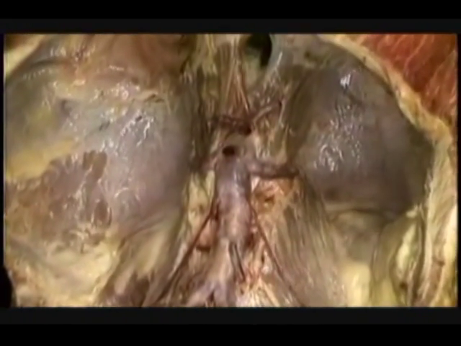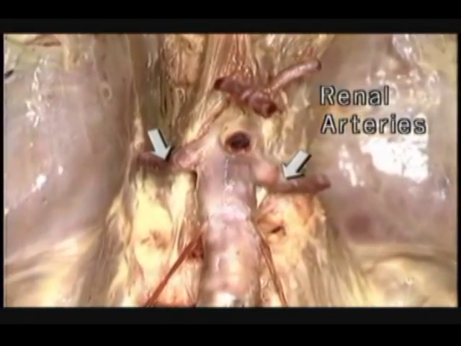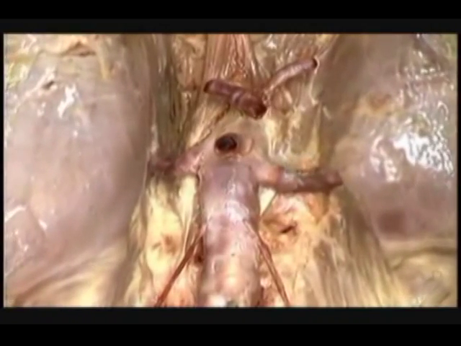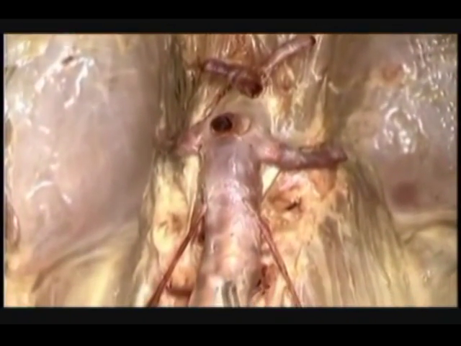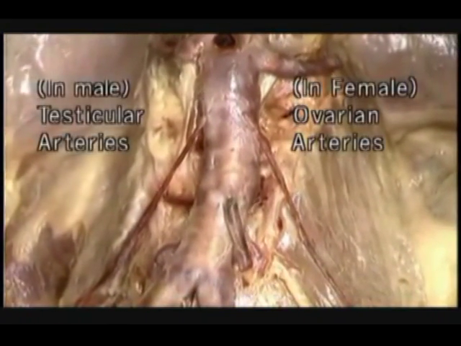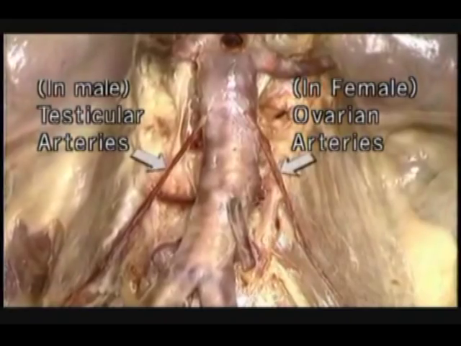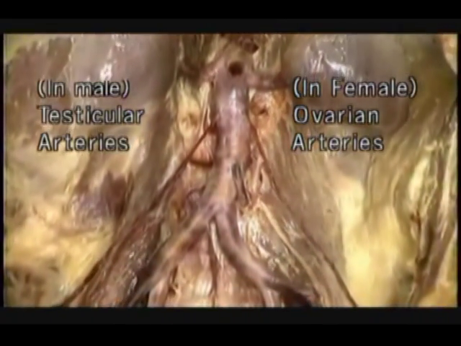Of the branches of the aorta that arise in pairs, much the largest are the right and left renal arteries, which supply the kidneys. They arise just below the level of the superior mesenteric artery. Arising at about L2 are, in the female, the ovarian, and in the male, the testicular arteries, which run downward and laterally over the psoas muscle.